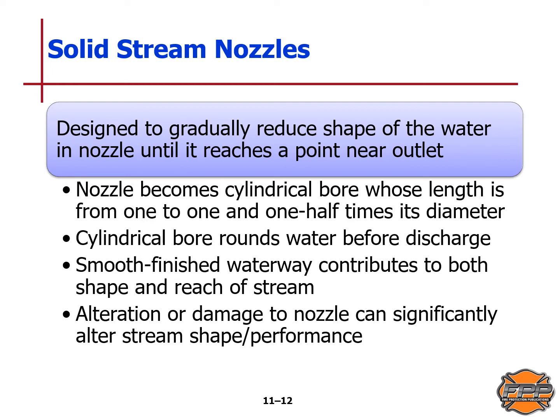Solid stream nozzles are designed to gradually reduce the shape of the water in the nozzle until it reaches a point near the outlet. The nozzle becomes a cylindrical bore whose length is from 1 to 1.5 times its diameter. The cylindrical bore rounds the water before it is discharged, and a smooth, finished waterway contributes to both the shape and reach of the stream. Alteration or damage to the nozzle can significantly alter the stream shape or performance.